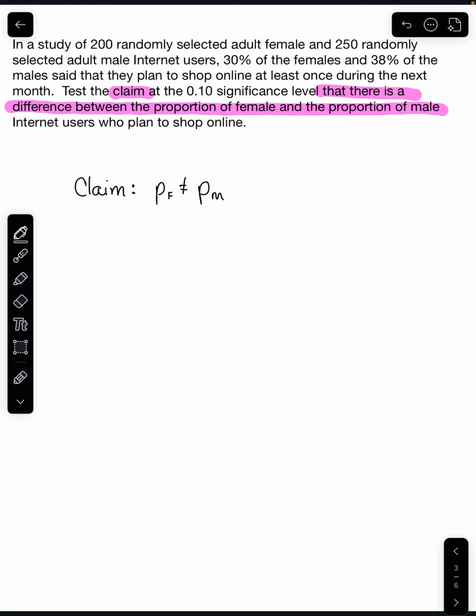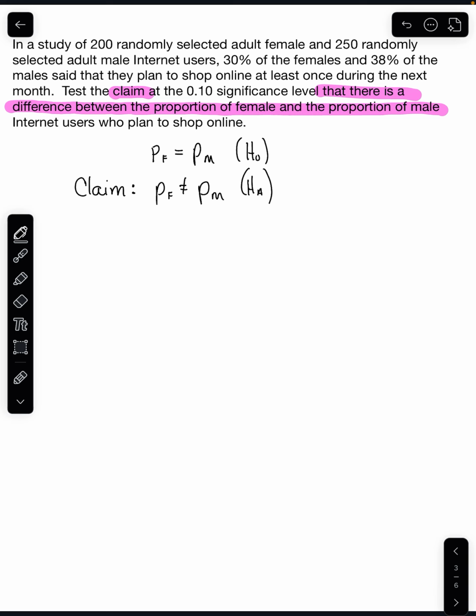It does not matter which one we put on which side. And to be honest, I did not use P sub 1 and P sub 2 here. I used F and M to distinguish which proportion goes with which. But that is enough then to identify this as H sub A based on its non-equality, which means that our null hypothesis should be that the proportions are equal, which then provides the basis for our test.